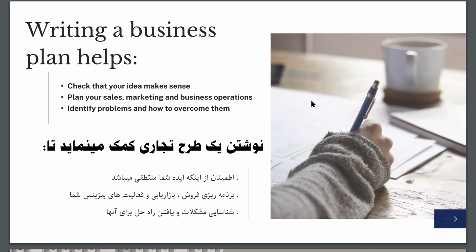Writing a business plan is going to help you check that your idea makes sense, help you with at least a rough plan of how you're going to do everything, and then identify problems and how to overcome them.